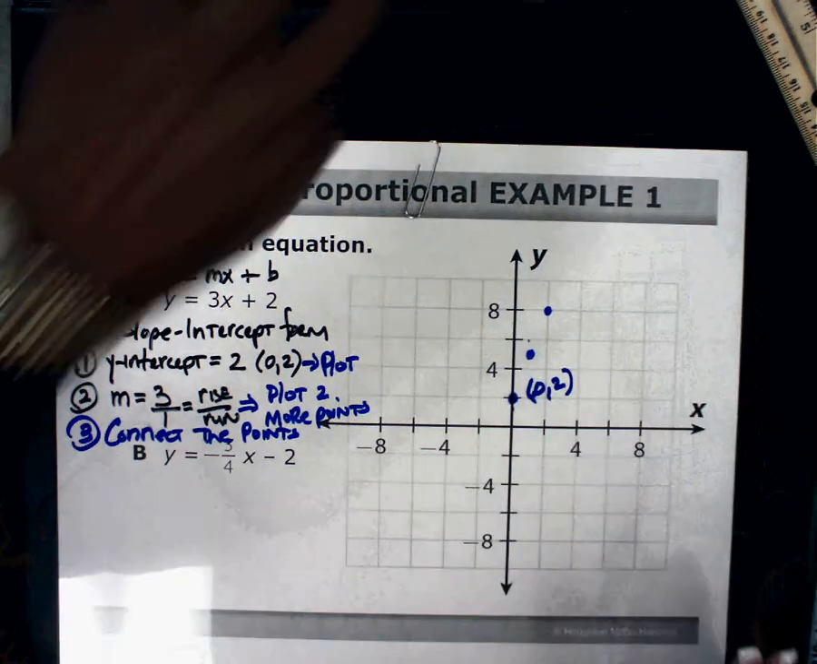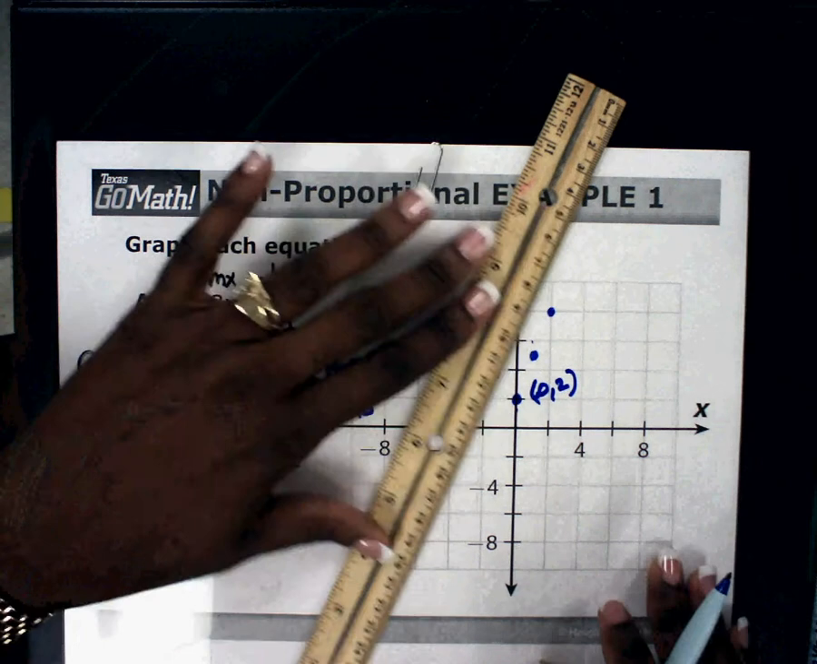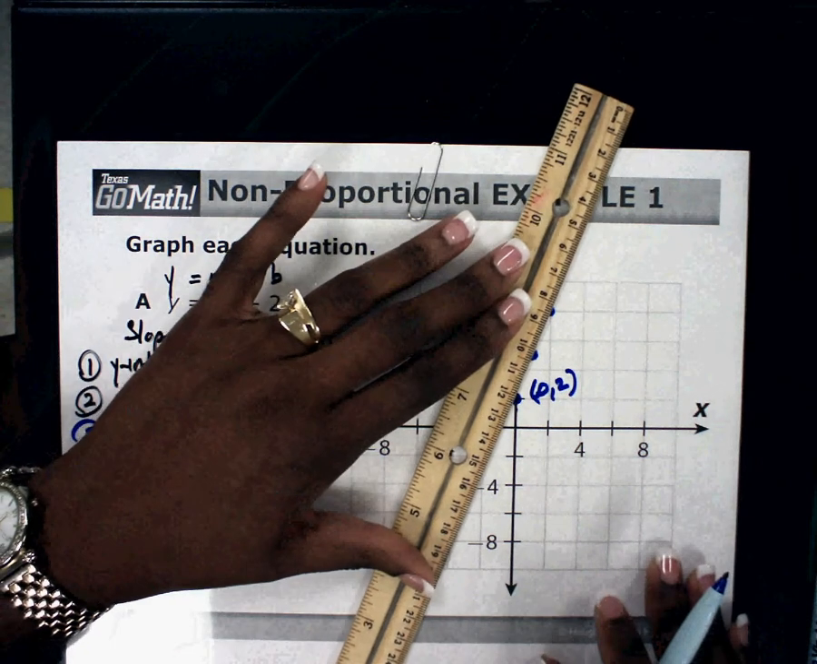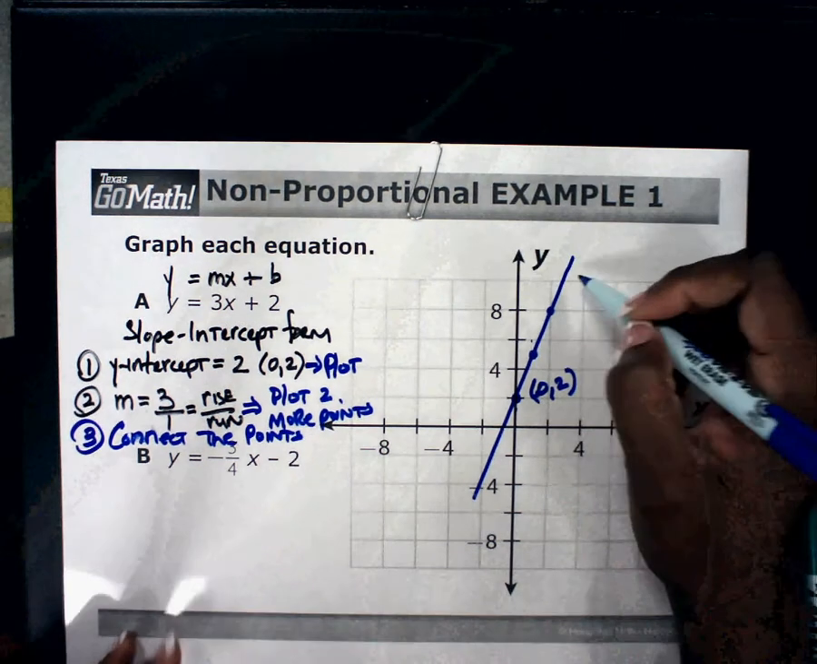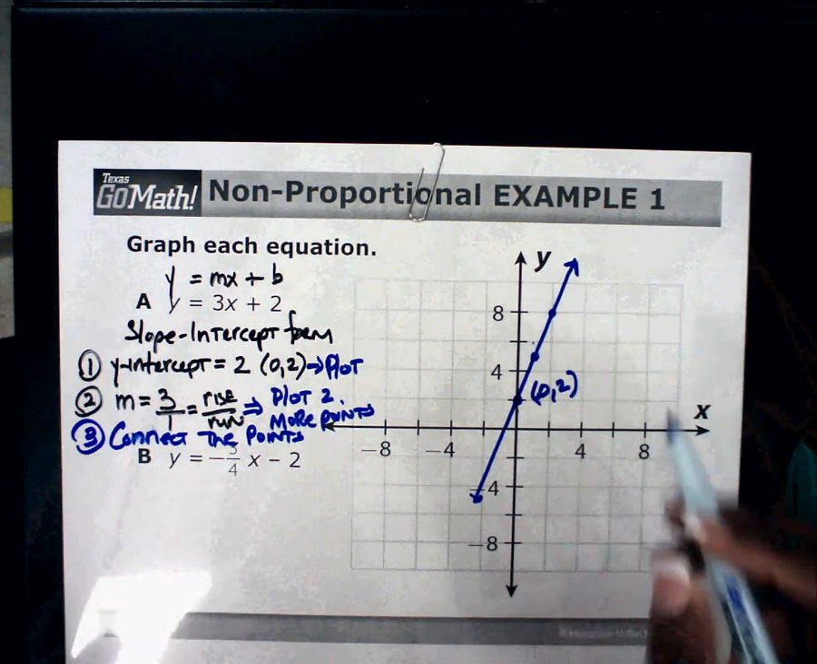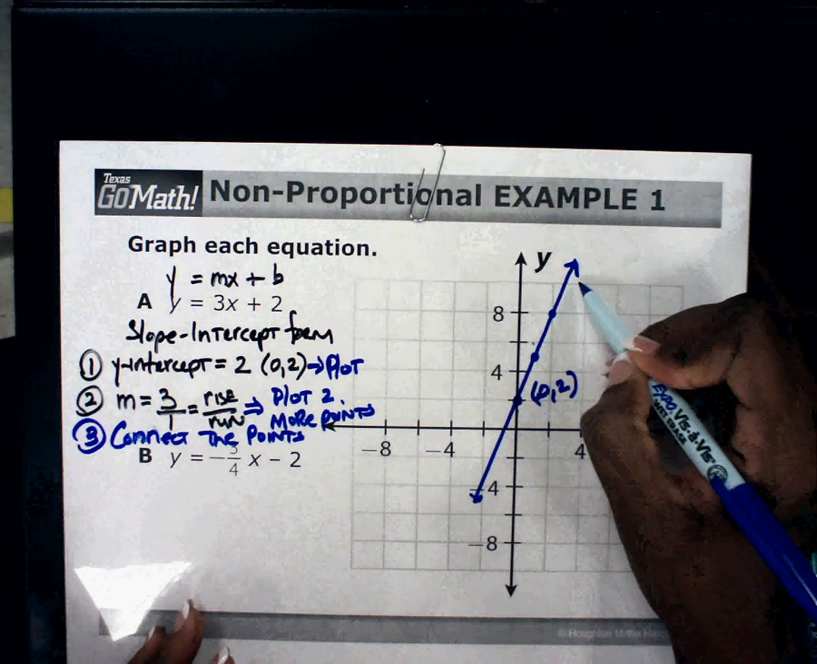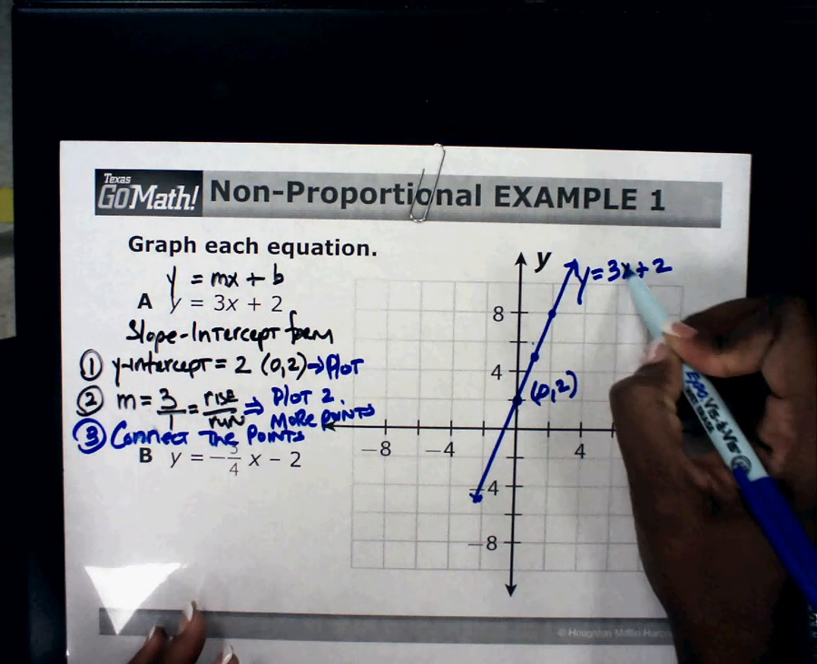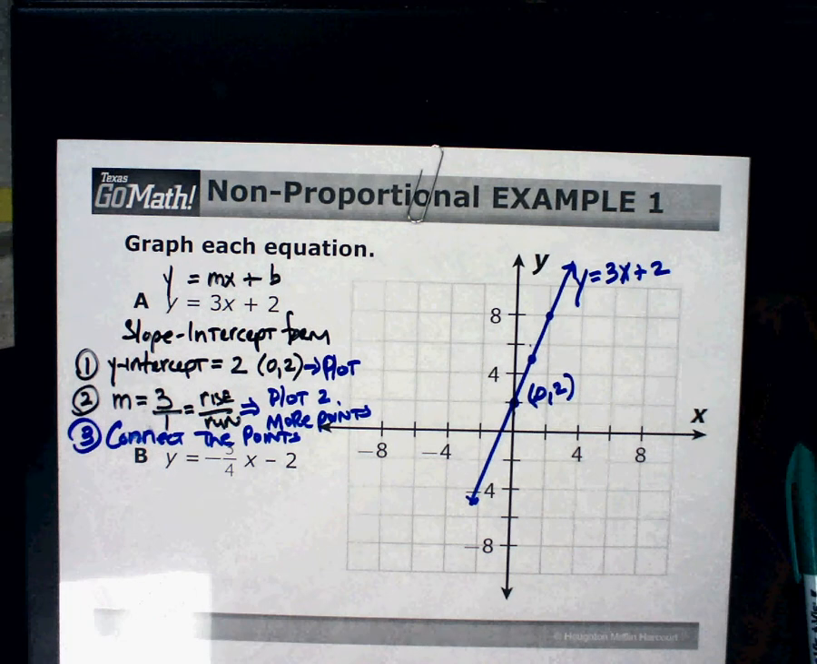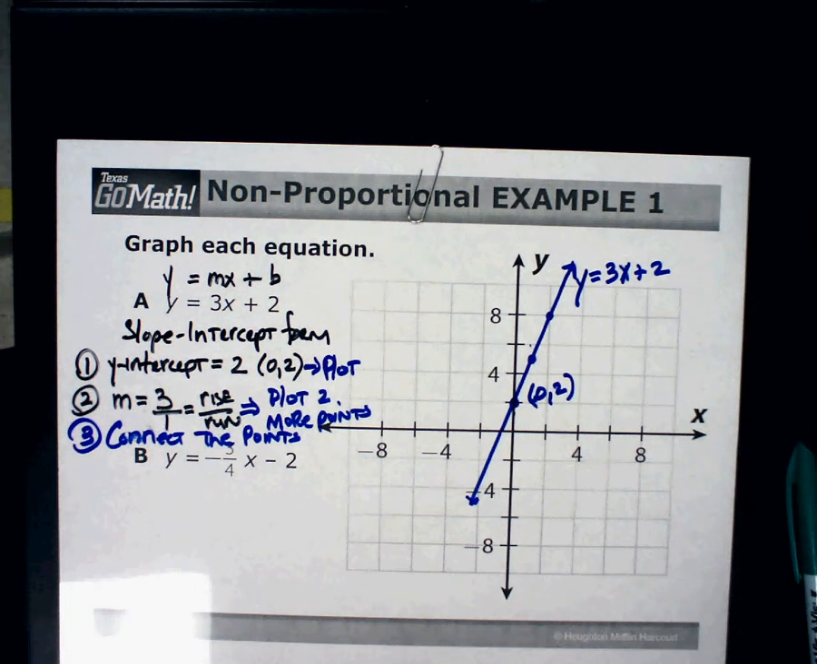So we're going to use our ruler, line it up on the 3 points, and then draw our line. We're going to do our arrows at the very end, and then we write our equation, which is y equals 3x plus 2. And there we are. Okay, so that's the first equation.